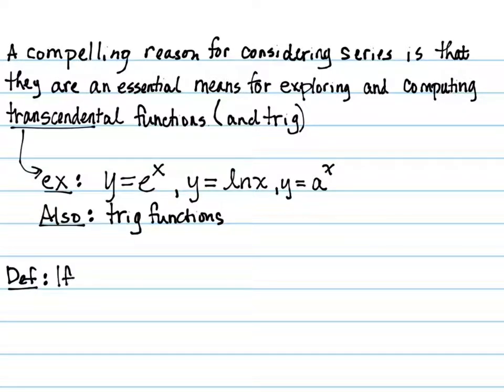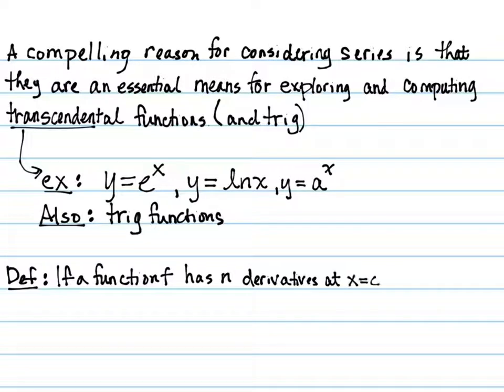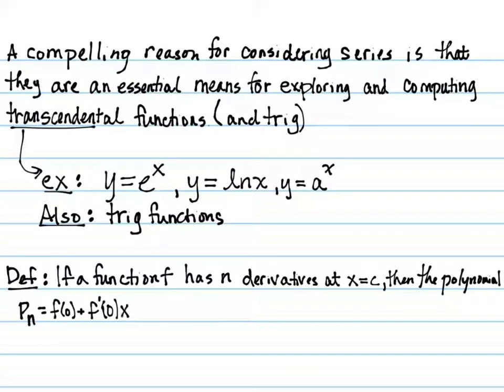So if a function f has n derivatives at some value c, then the polynomial P sub n equals f of 0 plus f prime of 0 times x.